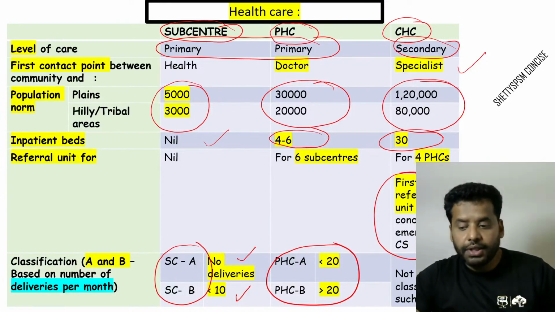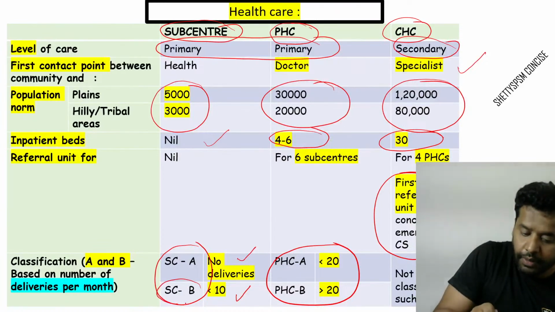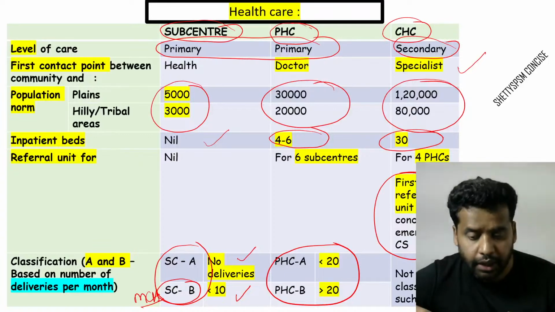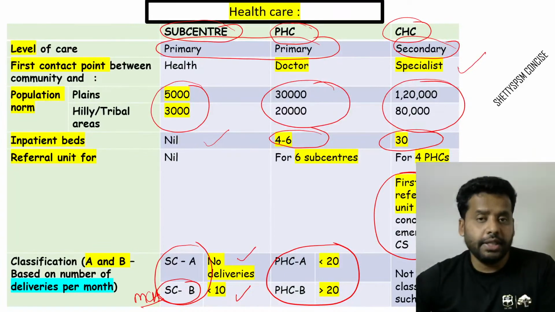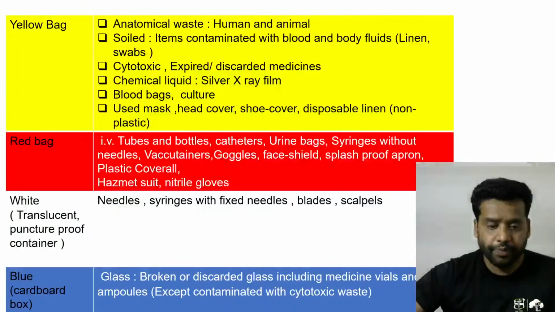That means which sub-center conducts deliveries? Sub-center B. That is why this is called MCH sub-center, Mother and Child Health Sub-Center. There is no classification for CHC like that, CHC A, CHC B. We don't classify community health centers.